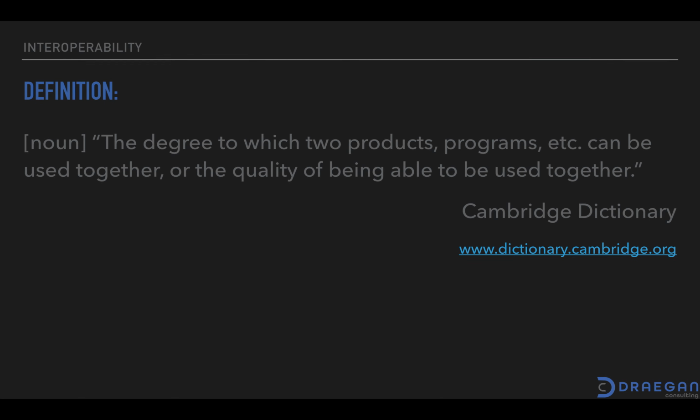So what does interoperability actually mean? I took a look at the Cambridge Dictionary and found a pretty generic definition, indicating that it's a noun that says basically two products or programs can be used together or have the ability to be used together, which seems great. It's two things connected in some way.